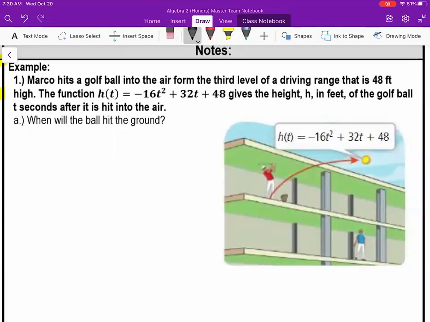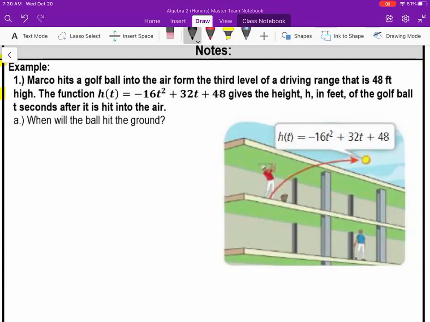All right, so we got this example which says Marco hits a golf ball into the air from the third level of a driving range that is 48 feet high. So we know that we are 48 feet high. The function h of t is equal to negative 16t squared plus 32t plus 48, and it gives the height in h. So we know that h represents the height in feet of the golf ball, t seconds. So we know that t represents seconds after it hits into the air. The question is, when is the ball going to hit the ground?